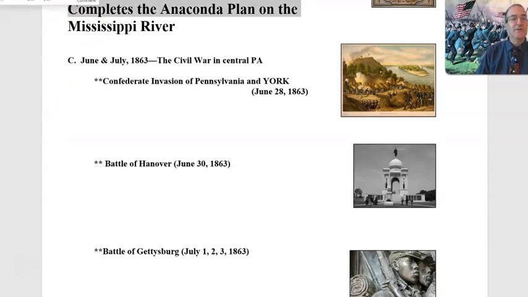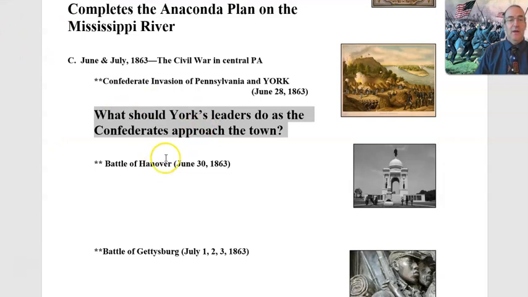Well, on your paper, let's go ahead and put this on here. The Confederates will come to York, Pennsylvania. Yes, little old York, PA, not far from where I live. In fact, Confederate soldiers marched right past my house, pretty much, on the main road next to my house.